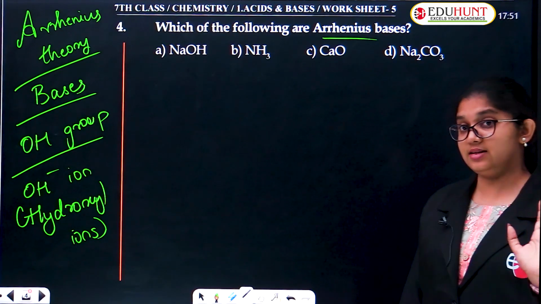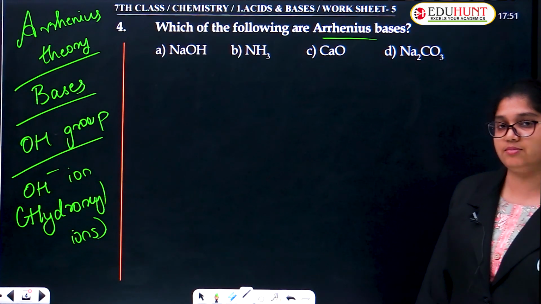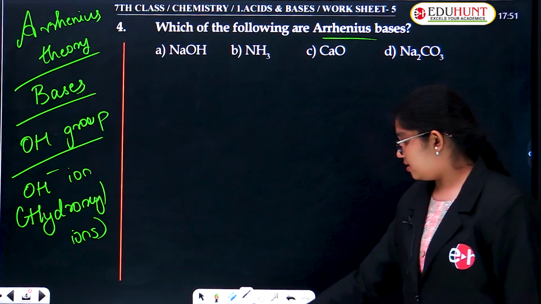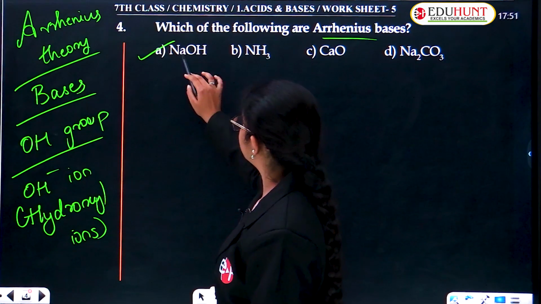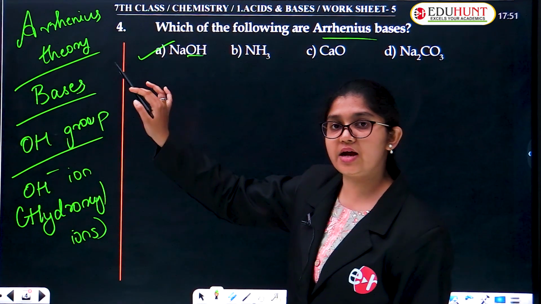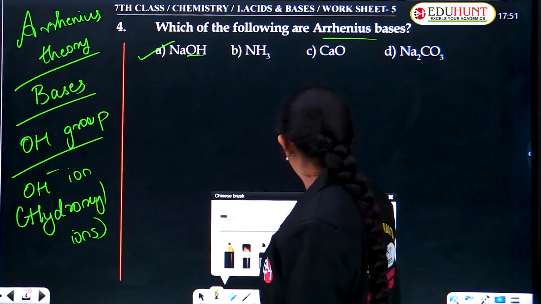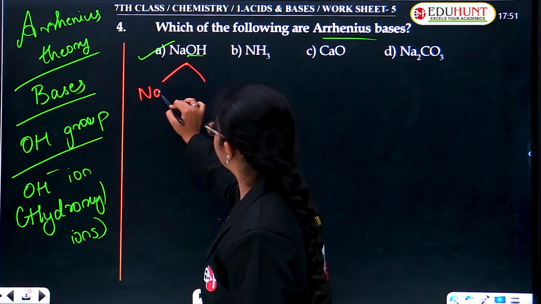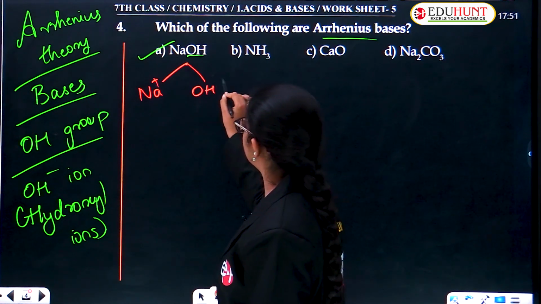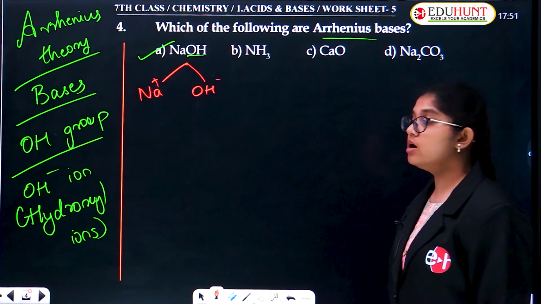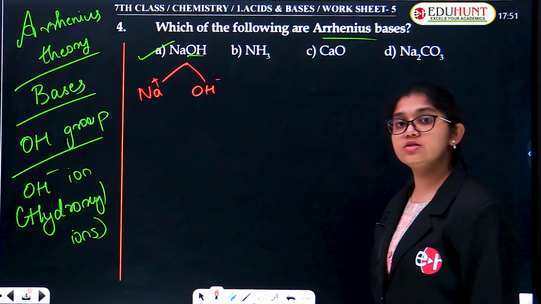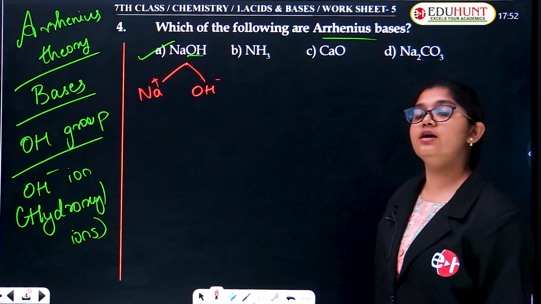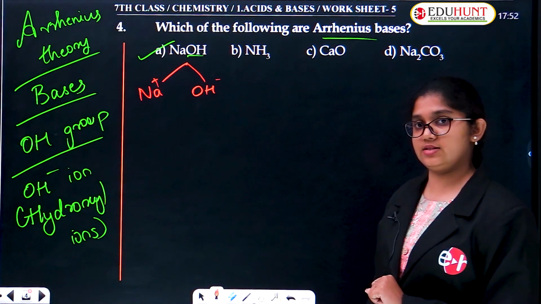Remember, Arrhenius base, not a base generally. Arrhenius base. Come on. Option A is right. Because why? It is having OH minus ion. Upon dissociation in the aqueous solution, it will dissociate into Na plus and OH minus ion. So it is having an OH group in the chemical formula and also giving OH minus ion in the aqueous solution. So it is regarded as an Arrhenius base.